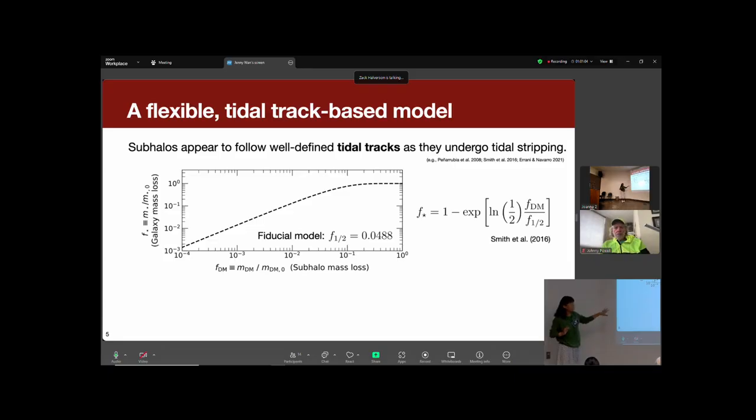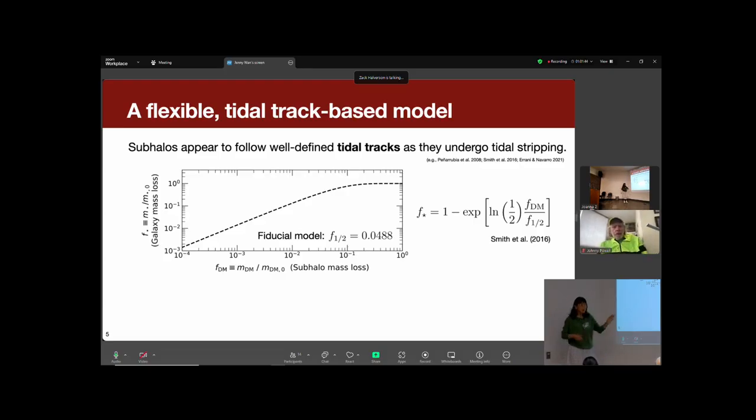This particular form of the tidal track that I'm showing comes from the Smith et al. 2016 work, which looked at the tidal evolution of satellite galaxies, or not satellite, just galaxies in general, in hydrodynamic simulations. F_star is telling you the bound fraction of stellar mass post-infall. F_DM is telling you the bound fraction of dark matter mass post-infall. And then F_1/2 is really the key parameter here. It's the thing that's encoding where that turnover point in the tidal track happens, and it's what's really parameterizing what I'm going to call galaxy durability.